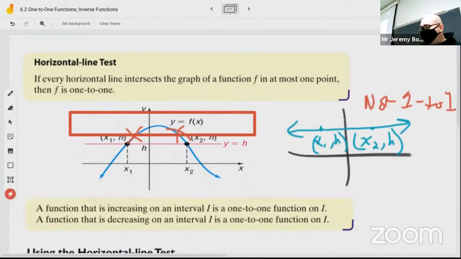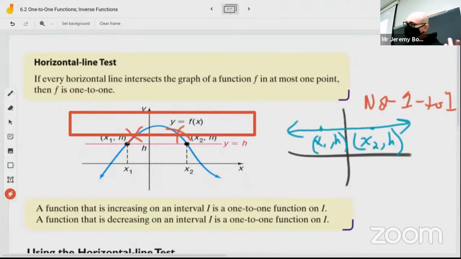A function that is increasing on an interval I is a one-to-one function on I. So if it's always increasing on an interval, it's going to be one-to-one. A function that is decreasing on an interval I is a one-to-one function on I as well. And so if a function is strictly increasing or strictly decreasing, I think I talked to you about the word, it has monotonicity. So if it's increasing or decreasing, then it is a one-to-one function.